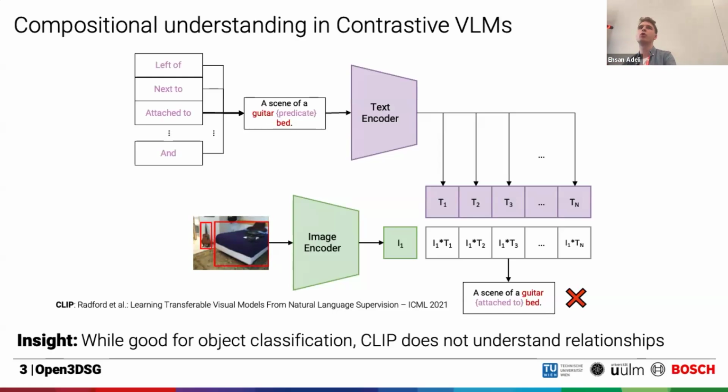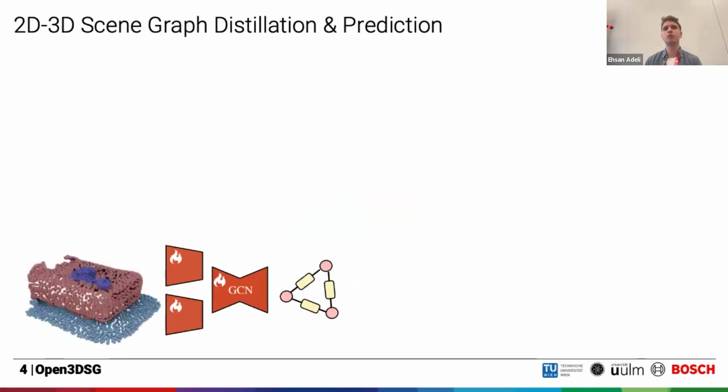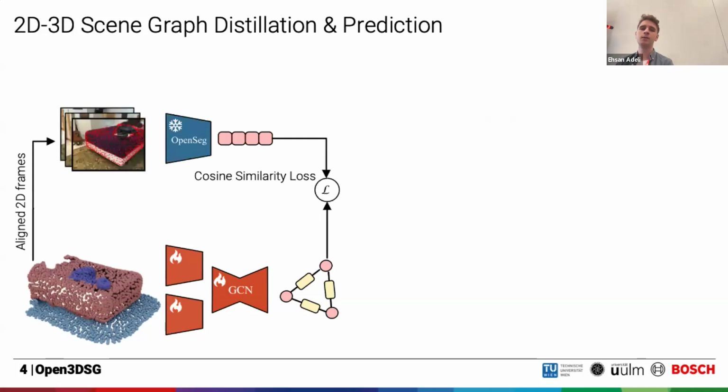So we cannot do what most open vocabulary 3D scene understanding methods do and just distill the CLIP knowledge into our model. So in detail, we want to train a graph neural network, which takes as input a point cloud and outputs a feature graph representation of the scene.